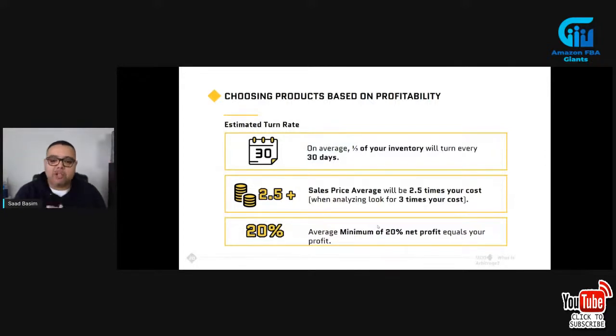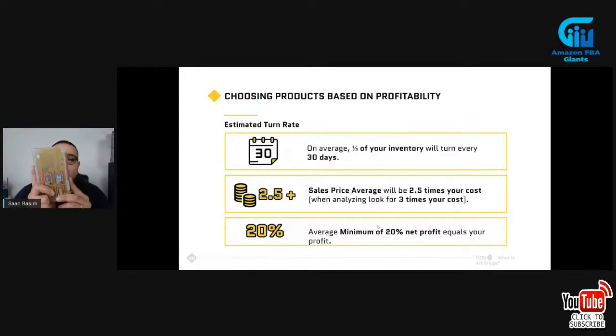Now, sales price average will be 2.5 times your cost. When analyzing, look for 3 times, which is the best. So basically, if I have a product that I just now looked at, let's say this product, $10. I found it for $10 on Walmart. I need to make sure if I scan this, it has to sell on Amazon for minimum $30, or 2.5 if you want, if you have a lower ROI. But for me, I think 3 times is the best.